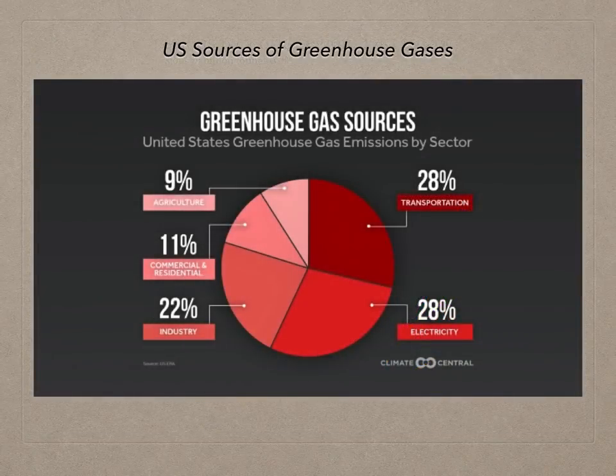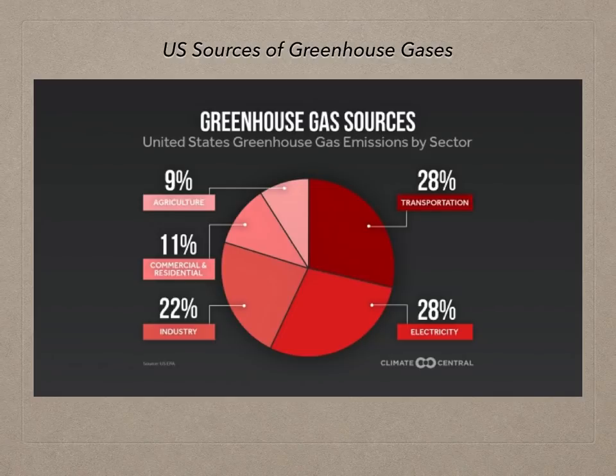In terms of the United States, where do our greenhouse gas sources arise from? You can see that 28% is from transportation, 28% from electricity, 22% from industry, 11% from commercial and residential, and then 9% from agriculture. So for the most part, a vast majority of the greenhouse gas sources come from transportation and electricity and industry. It is those sources that will need to be modified or mitigated in order to address the U.S. emissions of CO2 into the atmosphere.